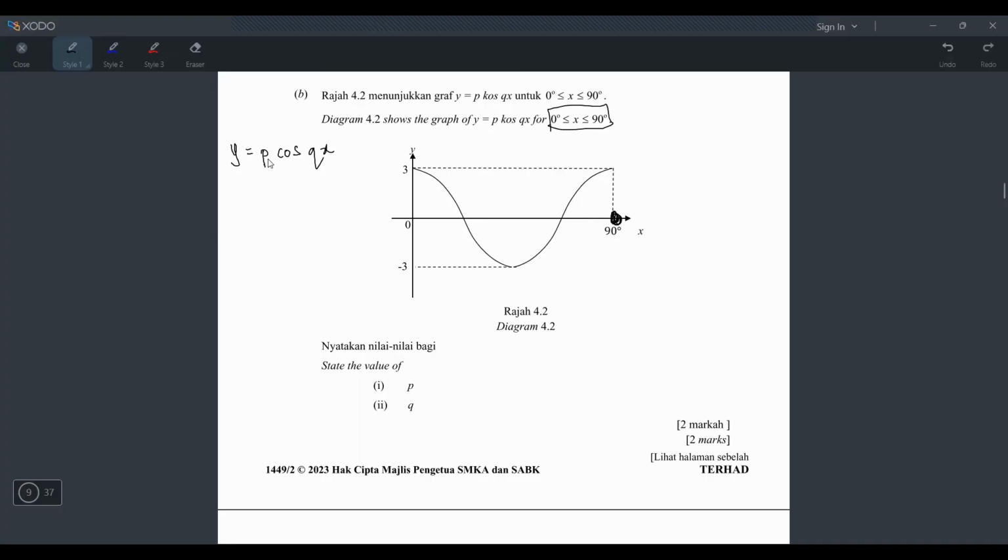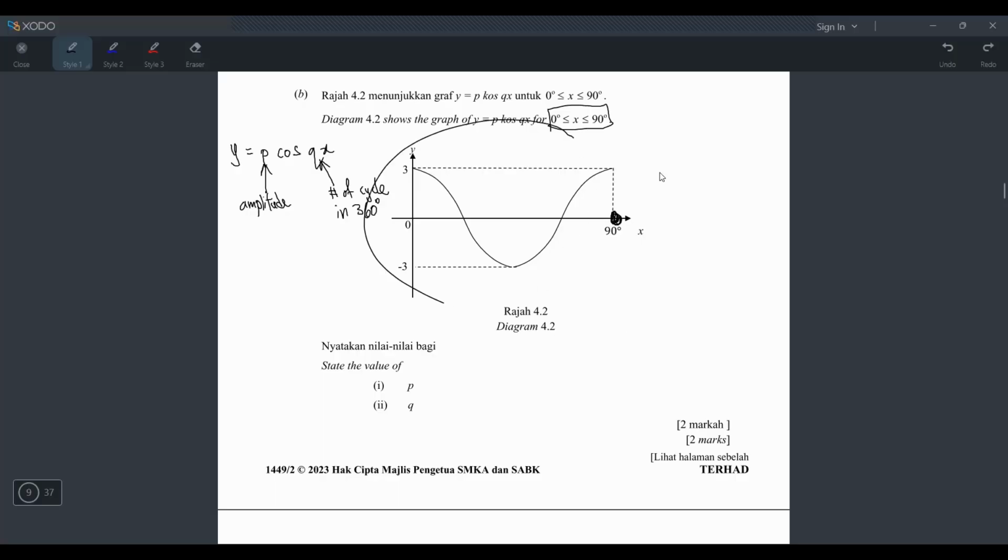So how to do? Okay, P represents what? The amplitude. P is the amplitude. Q represents what? Number of cycle. But look at this, in 360 degree. This is very important. What is number of cycle in 360? Okay, well, we can clearly see this is a cos graph already. So it looks like an underwear shape. So that's why it's cos.